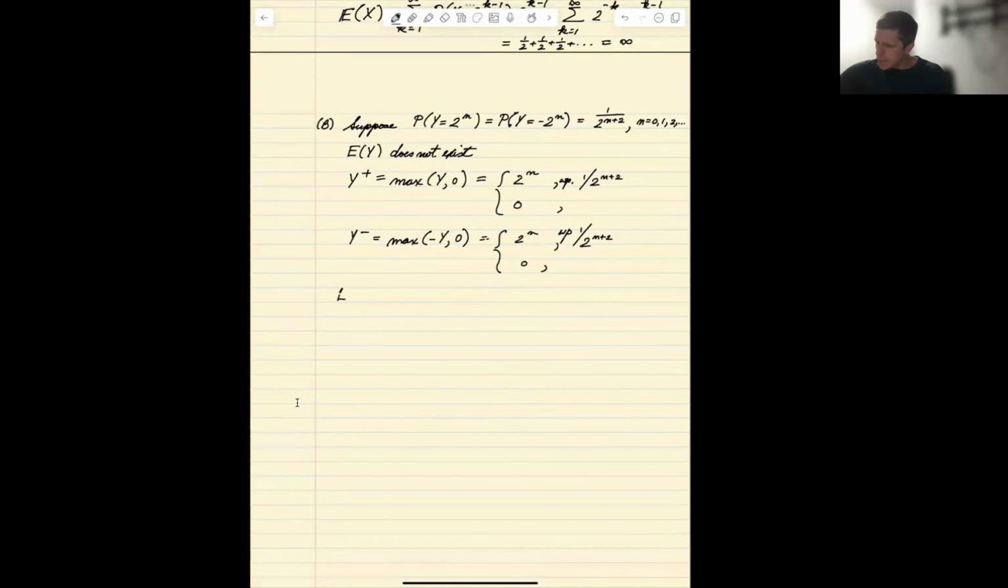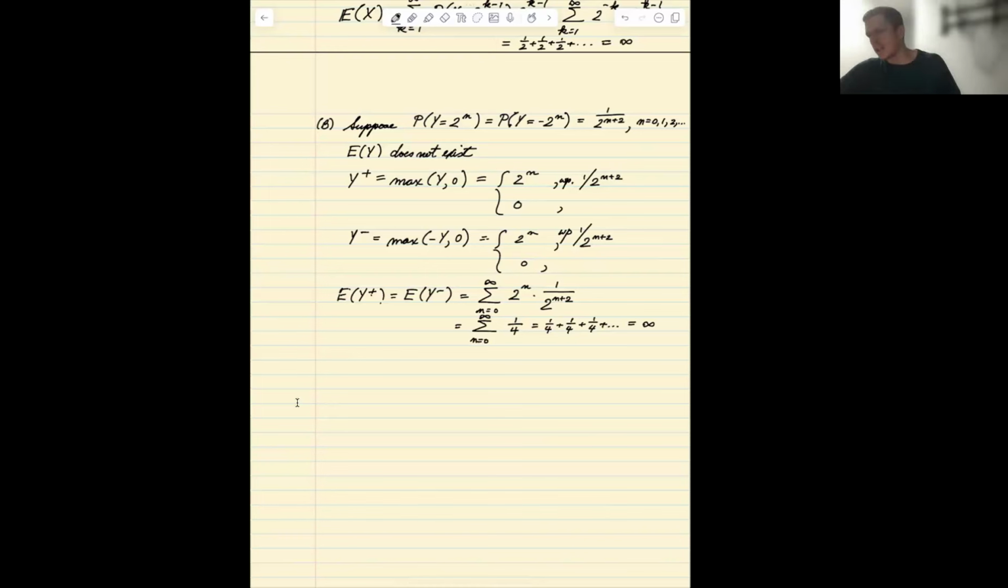So what is the expectation of Y plus? It's the same as the expectation of Y minus because the distribution is symmetric. But we see that the sum from n equals 0 to infinity of the possible values, which are 2 to the n, and then times the probability, 1 over 2 to the n plus 2. The 2 to the n's cancel, and we're left with the sum from n equals 0 to infinity of 1 fourth. So we have 1 fourth plus 1 fourth plus 1 fourth plus 1 fourth. It never comes down, and it's infinity for both, and infinity minus infinity is undefined.